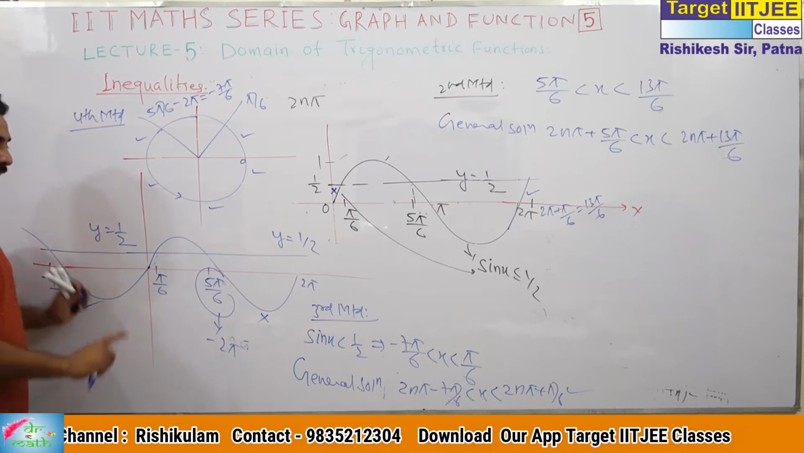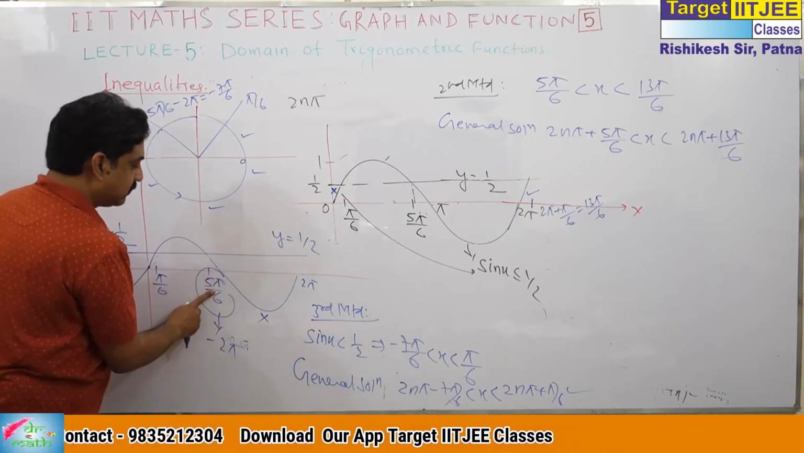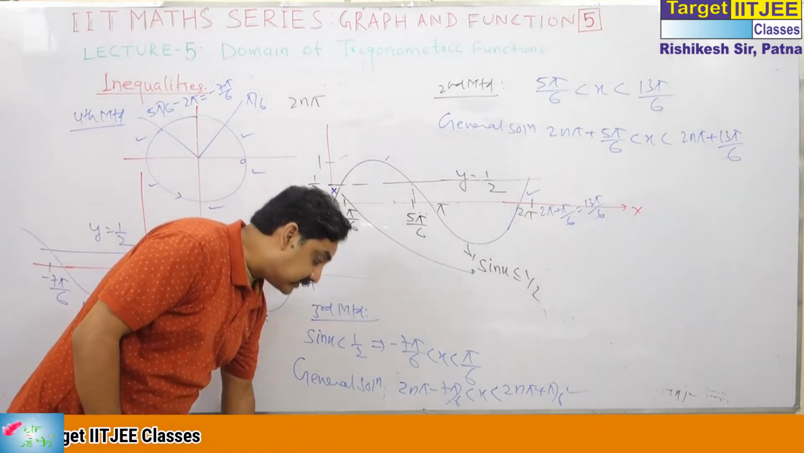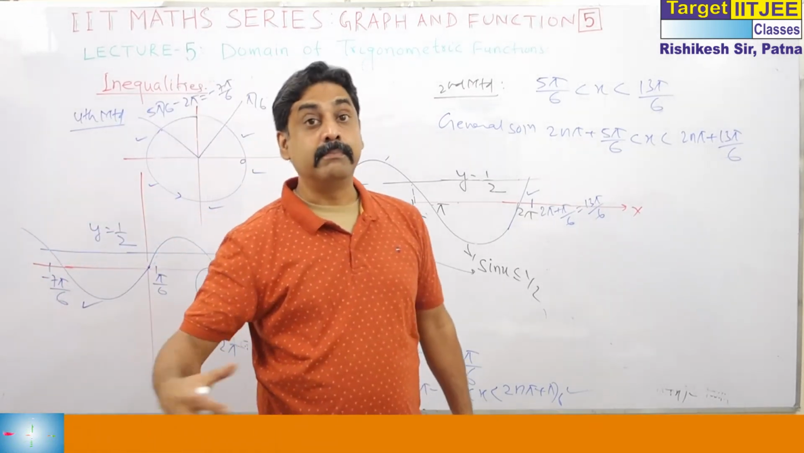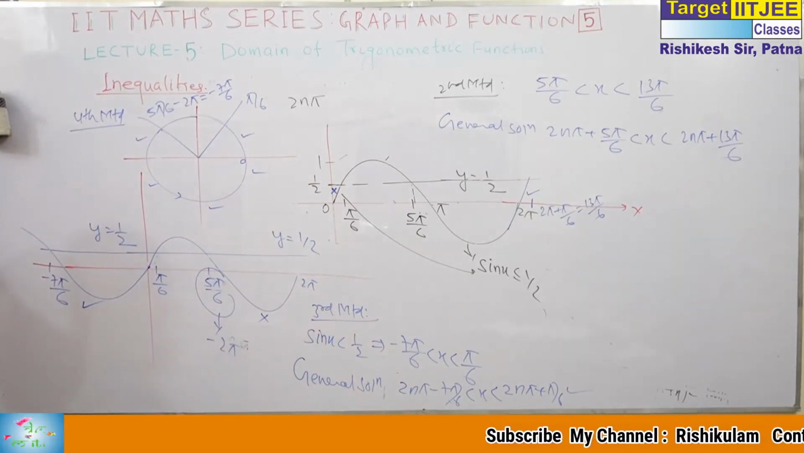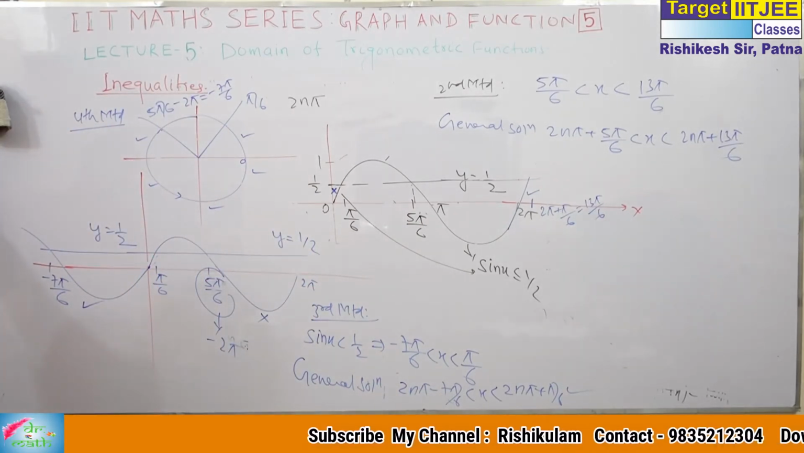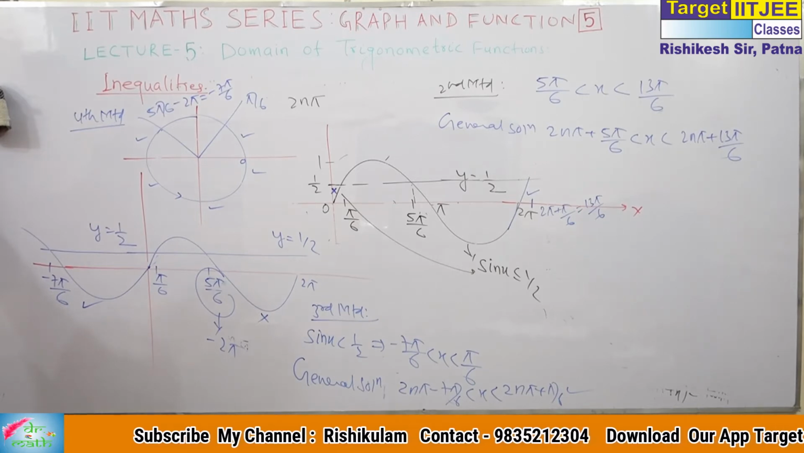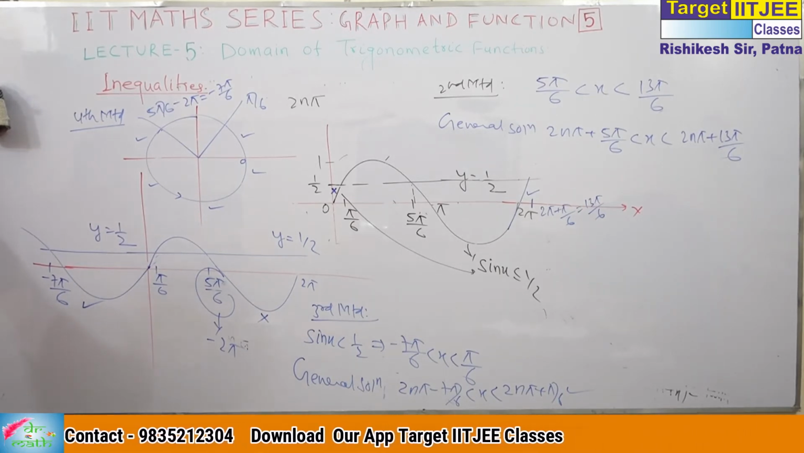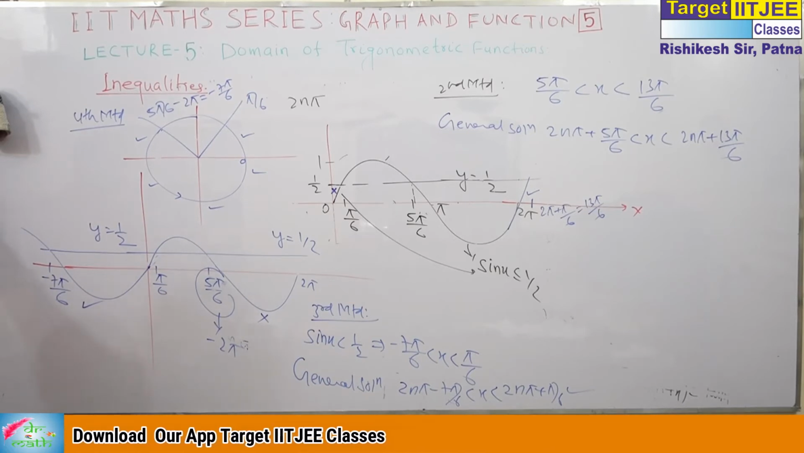I always prefer the graph method, this method or this method, because when you have command on this, you can see the inequality in a more beautiful way. This point you will get many times. If the question is twisted, it will make your work easy. This is the way for sin x.